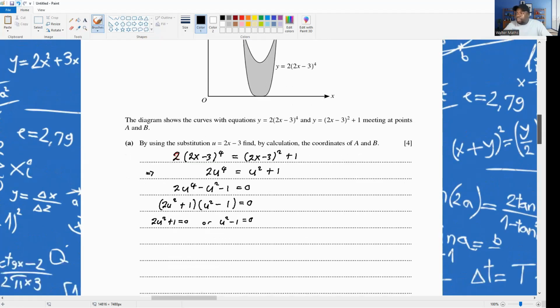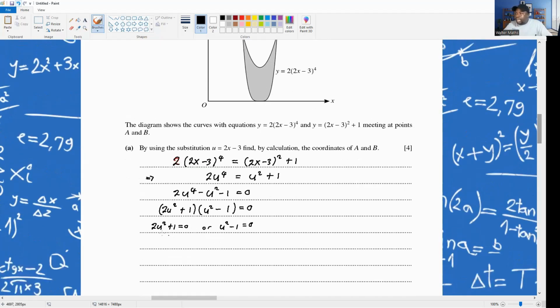So here we have no real solution, okay? So the only values of u we get are plus or minus 1, all right?